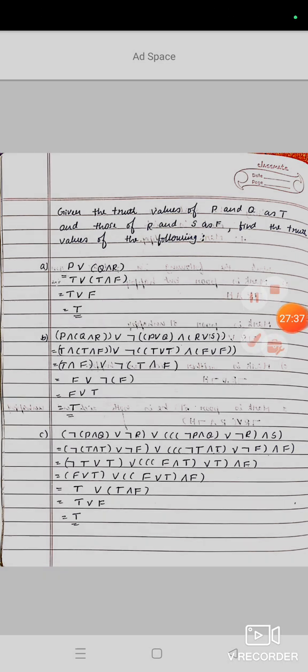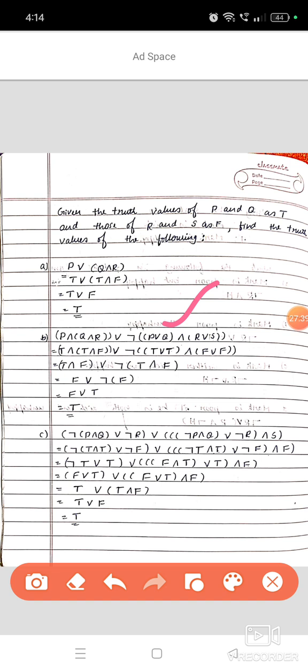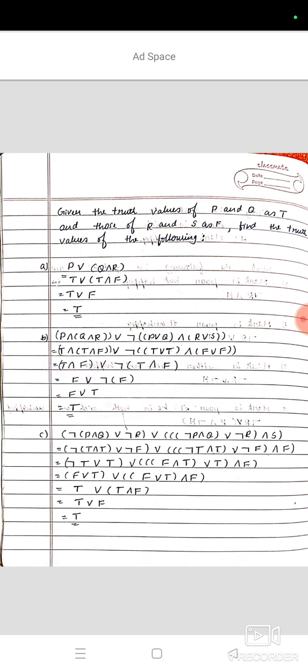Next one. P and Q and R or not of P or Q and R or S. Now substitute the truth values, simplify. These are the simplified answers. We know that the truth values of P and Q are true, R and S are false, and negation of P and negation of Q are false, and negation of R and negation of S are true.